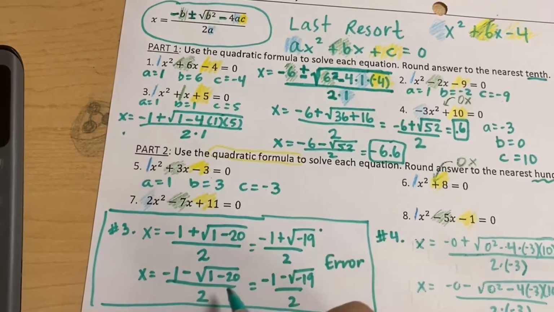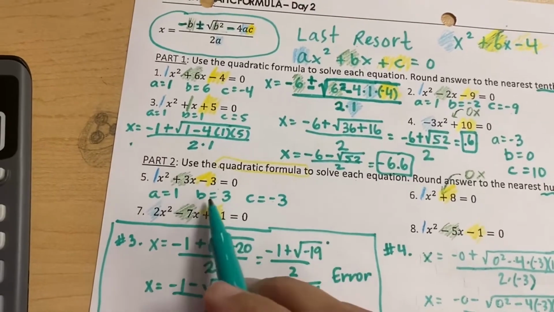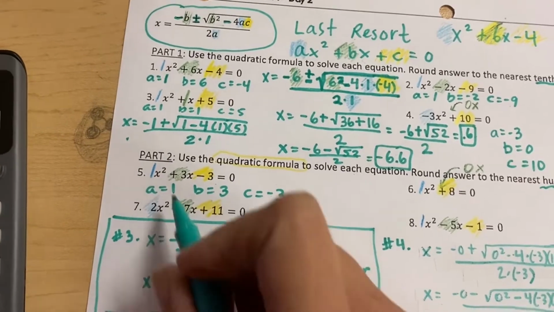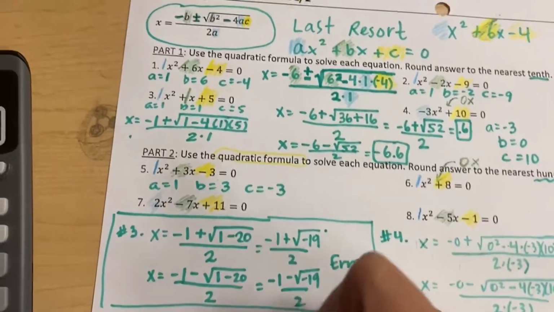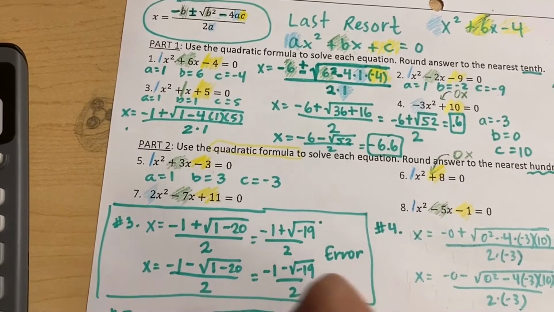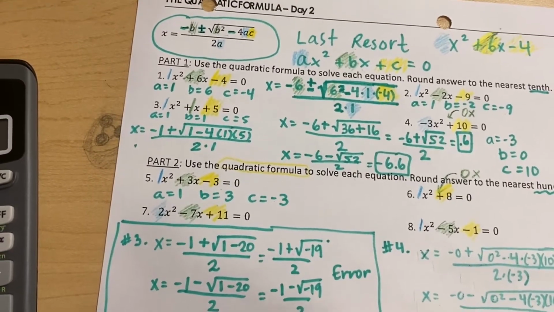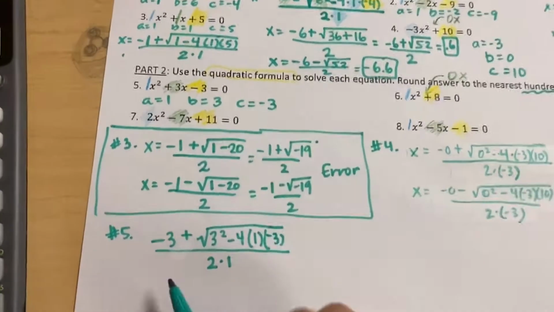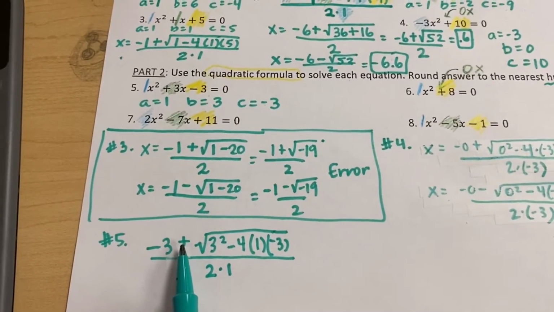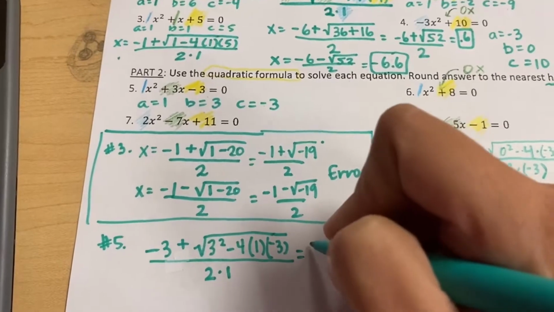-b plus or minus b squared. So if b is 3, so we have 3 squared, minus 4 times a, which is 1, times c, which is -3, all over 2 times a. So 2 times a, which is 1. And we want to get the same outcome, except this turns to a negative sign. So let's crunch these numbers.